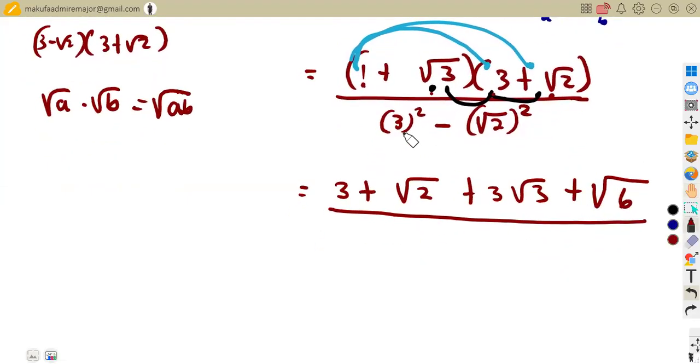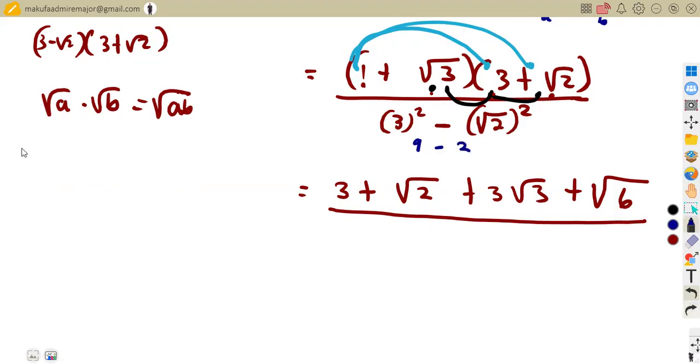All right, then from there, we have got our difference of 2 squares, 3 to the exponent of 2. That is going to give us a 9. That is simply a 9 in this case, minus the square root of 2 squared. So that is going to give us a 2.